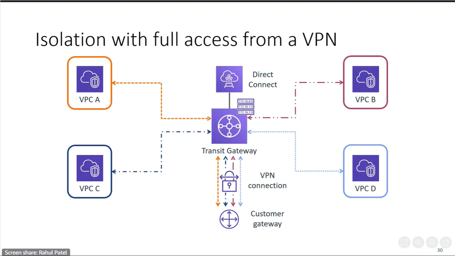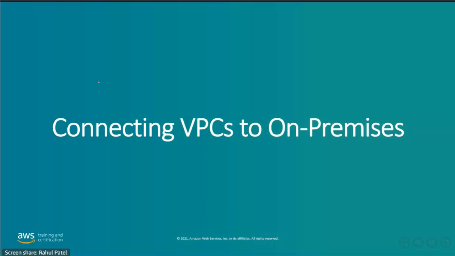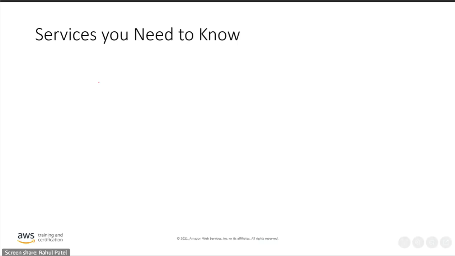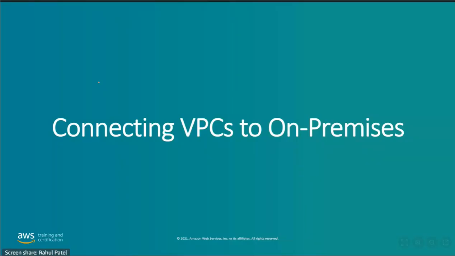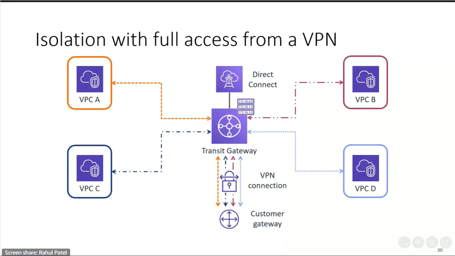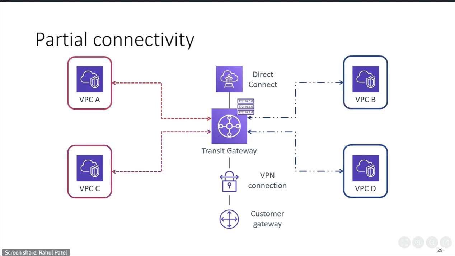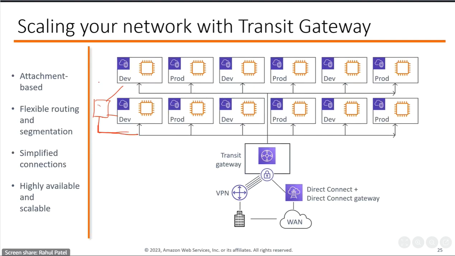I hope this makes sense to everyone. Any questions? Using this transit gateway, can we connect VPCs in different regions, or only within the same region? Yes, we can connect in different regions as well. Okay, thank you.